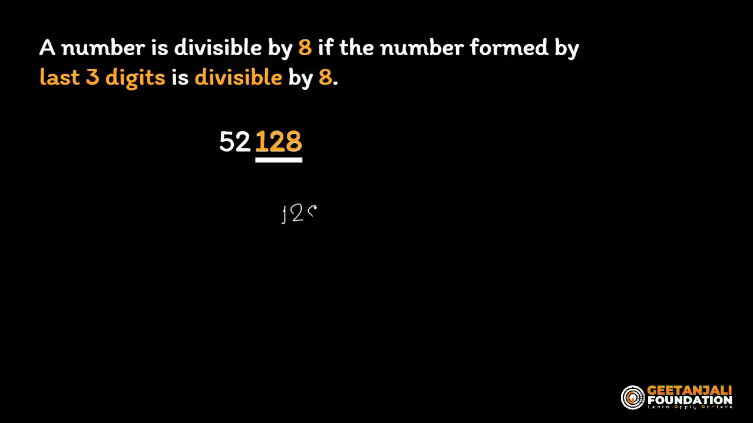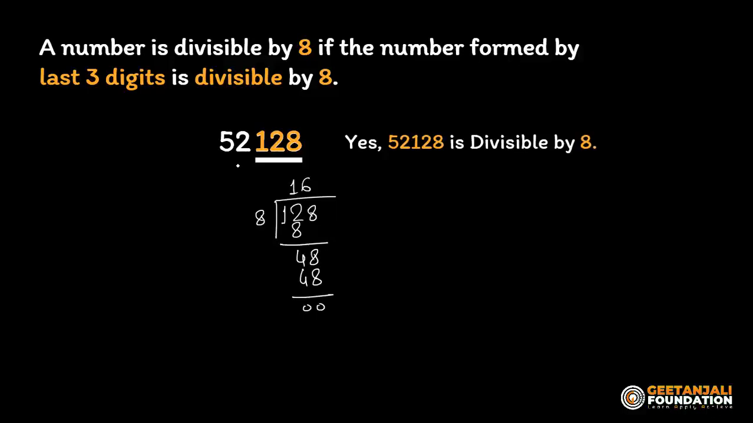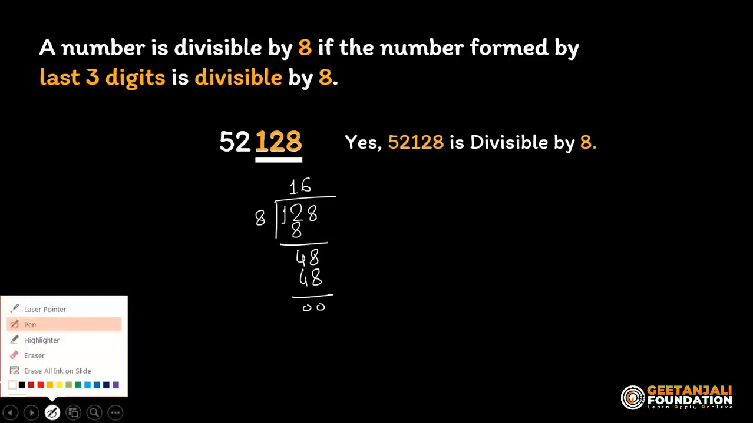So 128 divided by 8. 8 ones are 8. 4. 8. 8 6s are 48. No remainder. So 128 is divisible by 8. Therefore the given number 52,128 is also divisible by 8. So this is the method which we follow. Let's take one more example.